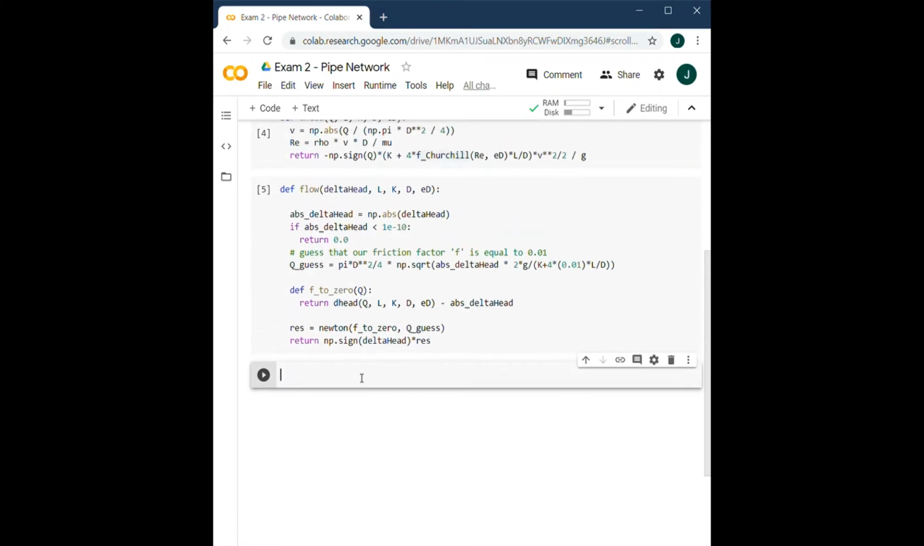what we're going to do is move down to the bottom, and we're going to create an array for all of our pipes. So again, I'm going to put up our pipe network, so I'll let you guys see it.